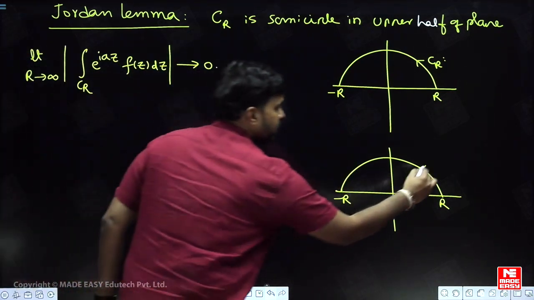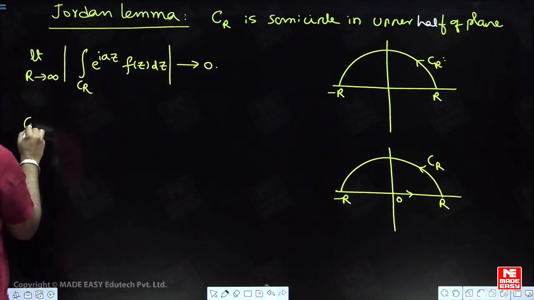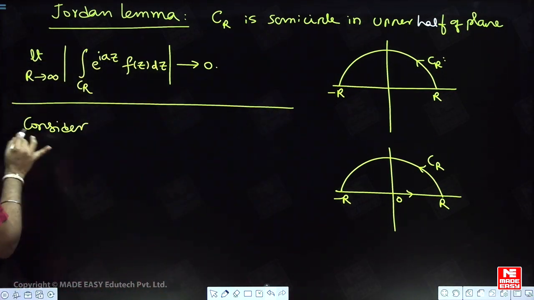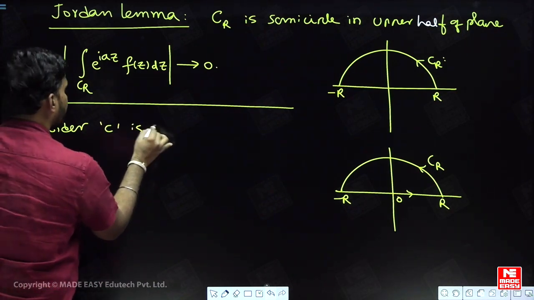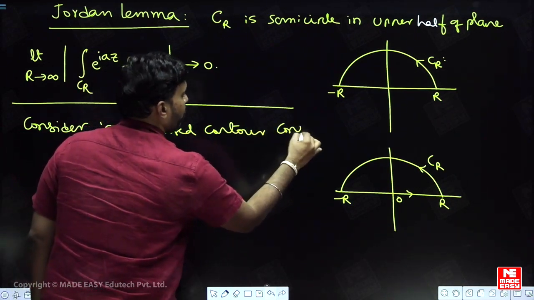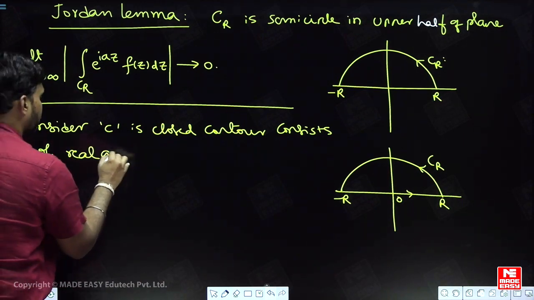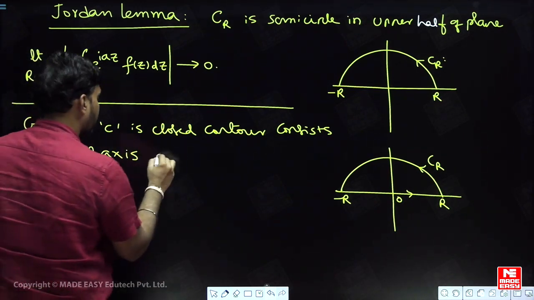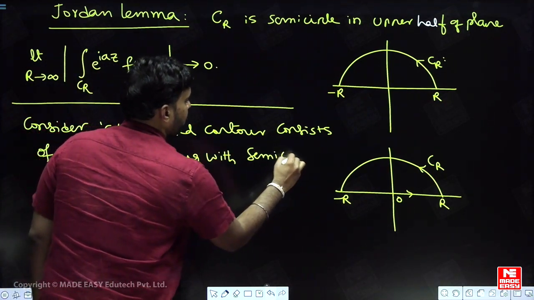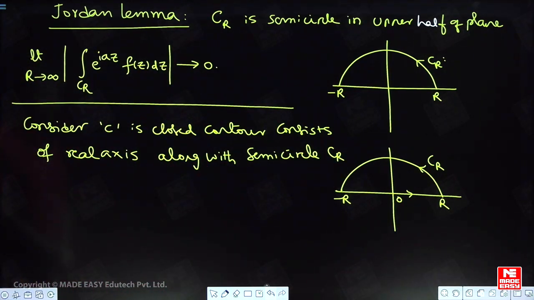Real axis along with the semicircular arc in the upper half of the plane here. So now consider, now we discuss like this. Consider C is the closed contour consisting of the real axis along with the semicircle CR here.